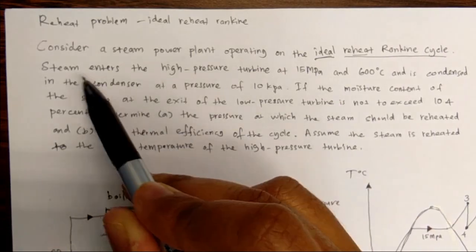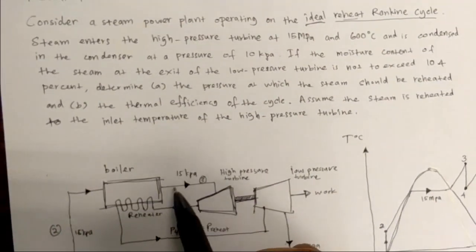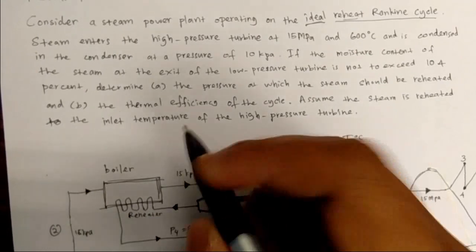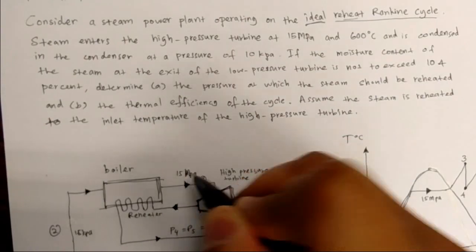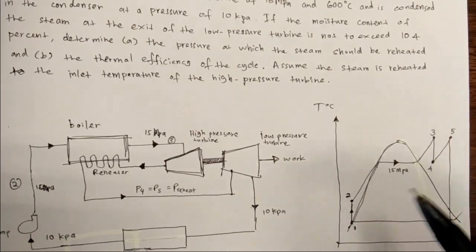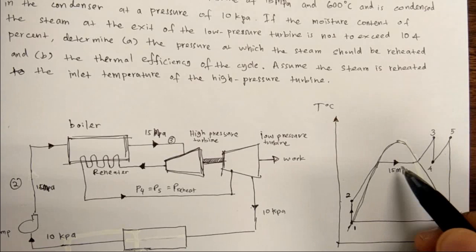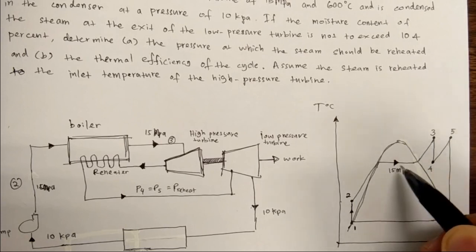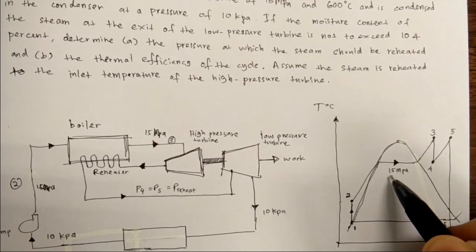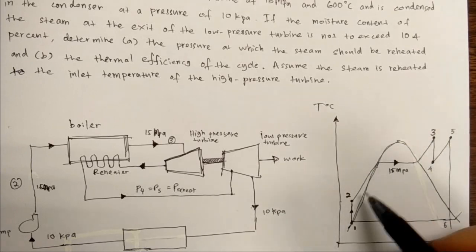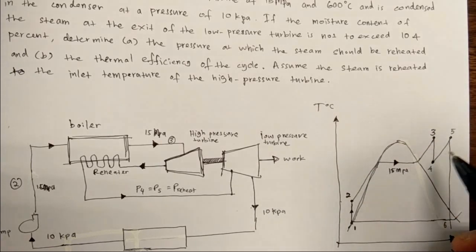High pressure turbine, steam enters. Okay, steam enters here, and in state 3 here, 15 megapascal. If you can see at the TS diagram, the state 3 is here, so it is in a state of superheated condition. From state 2 to 3, the pressure is constant, so remember that.